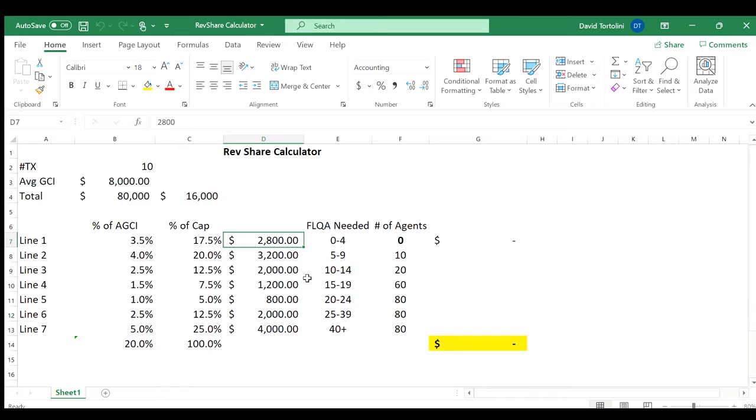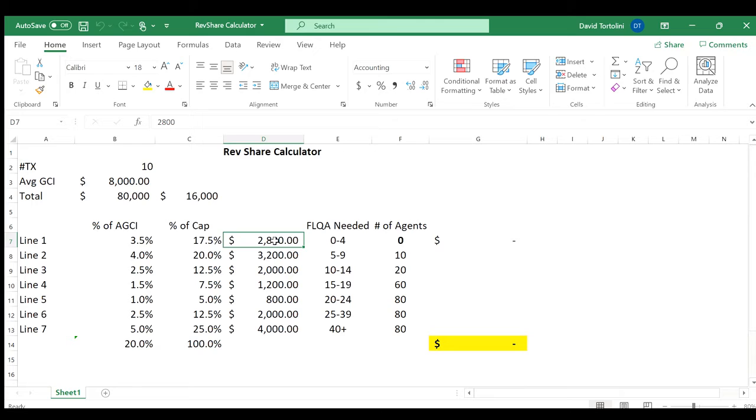What's interesting about that is it's paid out as the transactions go. So if they don't reach a full cap of $80,000 in GCI, you'll just get a portion of it. If they only do $40,000 in GCI, you'll get $1,400 from them instead of the full $2,800.